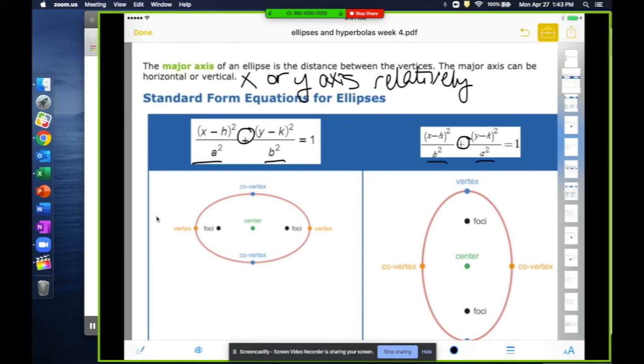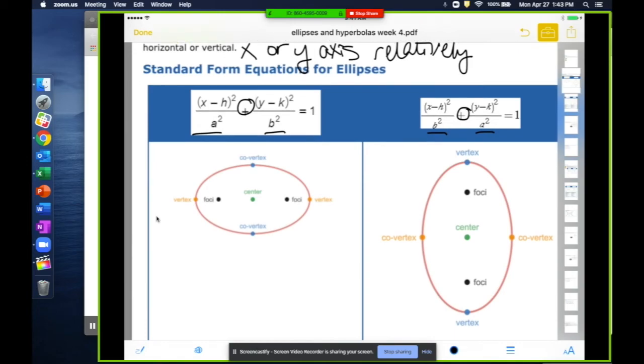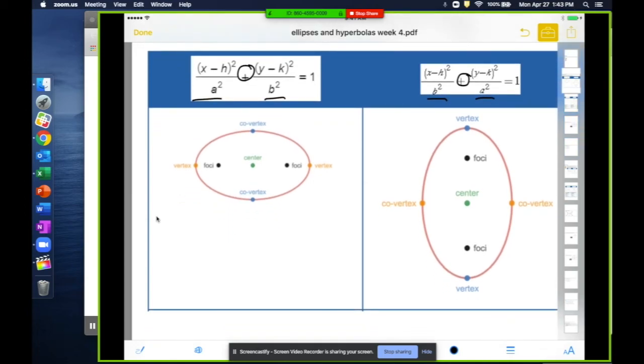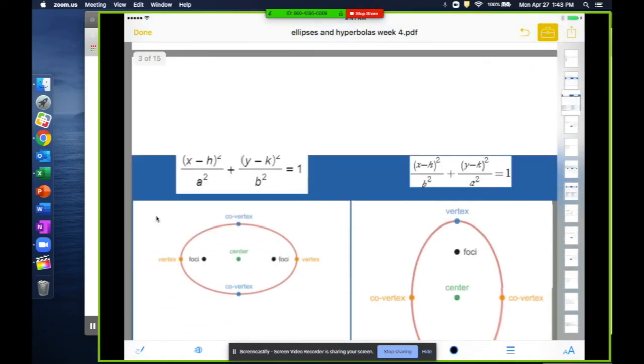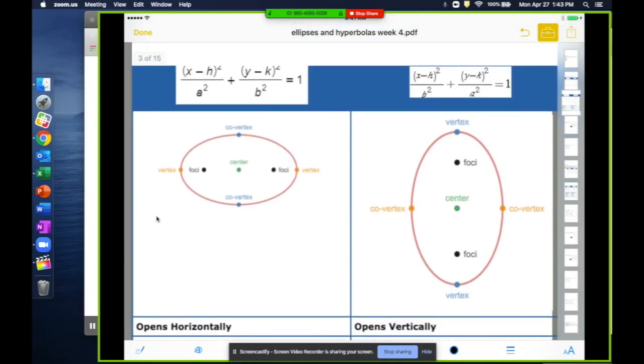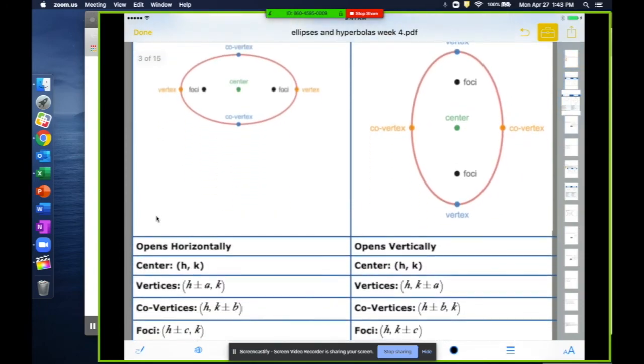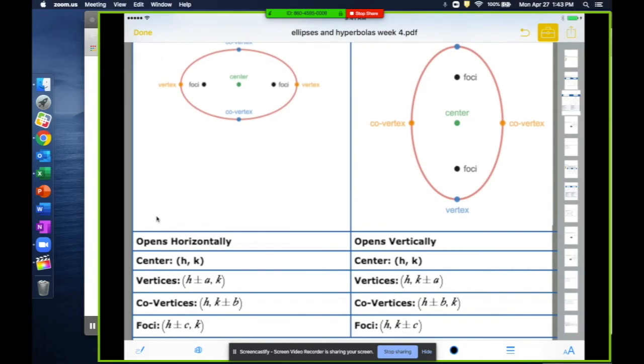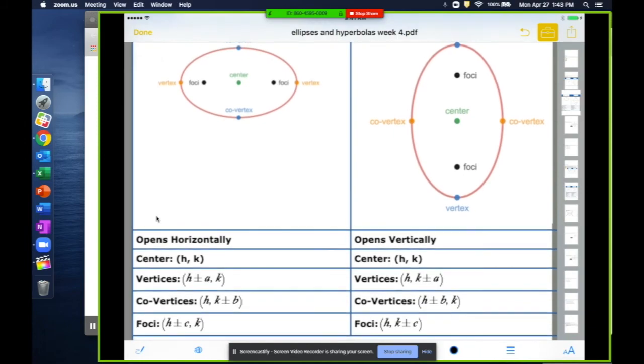So the setup of our ellipse looks like what I was saying earlier, where you have your center in the center, and then you have your foci and your vertices all along the same line, being left to right horizontal or up and down vertical, and then the co-vertices on each side are going to be on the opposite. So if your major axis is the x-axis, your co-vertex is going to be along the y, going up and down. So the center is going to be the same, h, k.